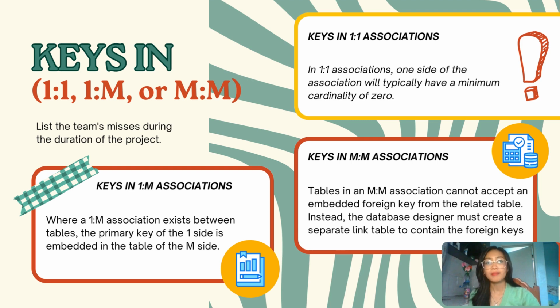Lastly, in the keys in M is to M association, the tables cannot accept an embedded foreign key from the related table. Instead, the database designer must create a separate link table to contain the foreign keys. This process results in a combined or composite key that serves as a primary key for defining the attributes, if any, in the link table. So that's about it for the keys in 1 is to 1, 1 is to M, or M is to M.